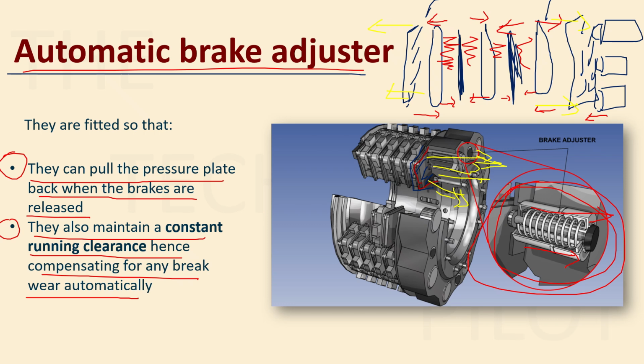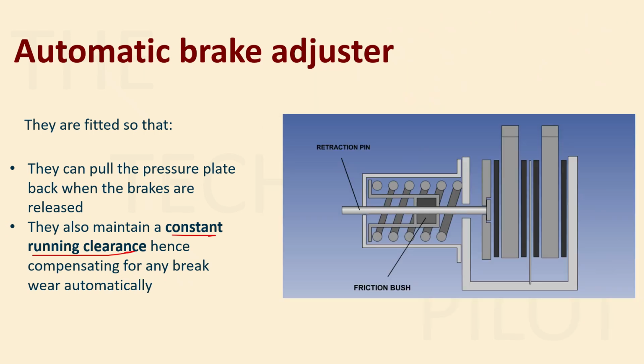I'll tell you what this is. What is a constant running clearance, first of all? In this diagram, these bars that you're seeing here are your rotors, and these black bars are your stators. A running clearance is nothing but the gap between your rotor and stator blades. This little gap that you're seeing here is your running clearance. Again, here also the gap is similar. It is also your running clearance.